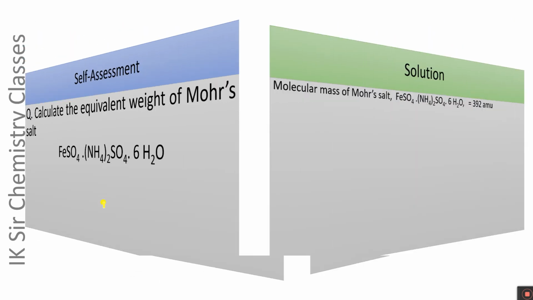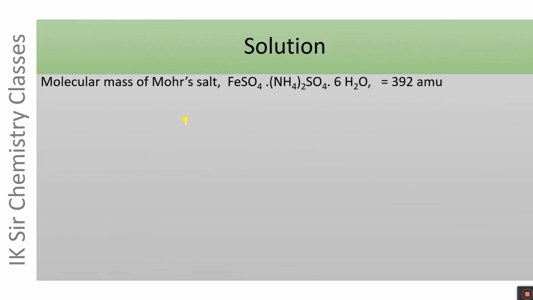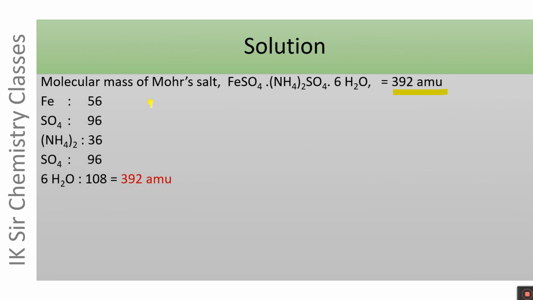Here is the answer. The molecular mass of Morse salt is equal to 392 amu, which can be calculated by adding the masses of all its constituents: iron 56, sulfate 96, ammonium 2 times 18 is 36, SO4 96, and 6H2O 108. Overall, 392 amu is the molecular mass of Morse salt.